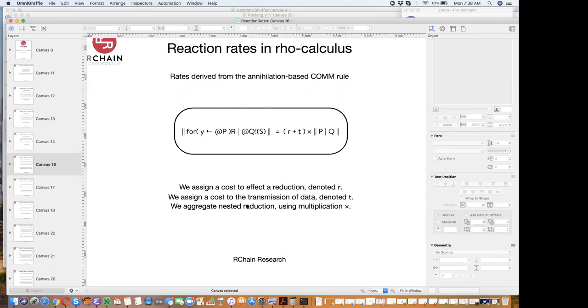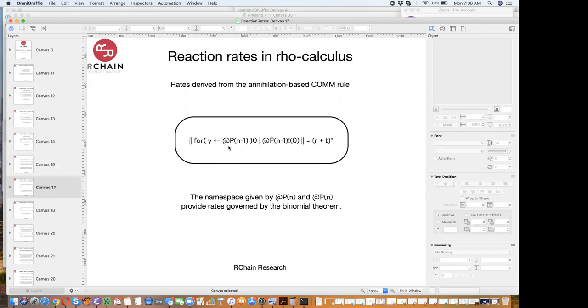So the nesting part of it is just done by multiplication. Here's an example, right? So we have P of n and negative P of n, and it's easy to see that in order to reduce these, you'll have to bump down by 1 and bump down by 2 and bump down by 3. So essentially, at P of n minus 1 and at negative P of n minus 1, this reduction will reduce at a rate of r plus t to the n.